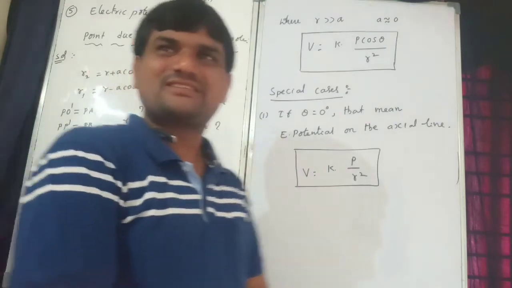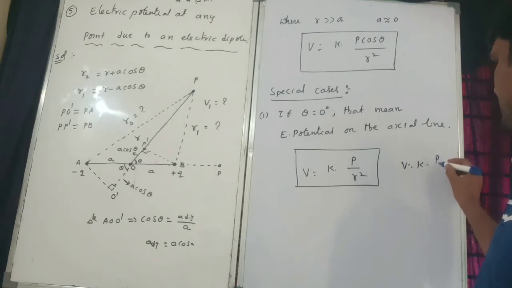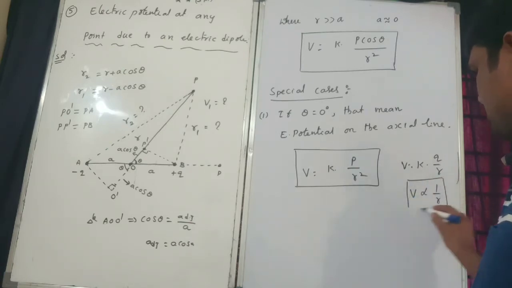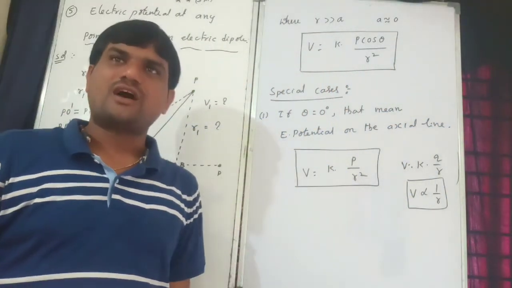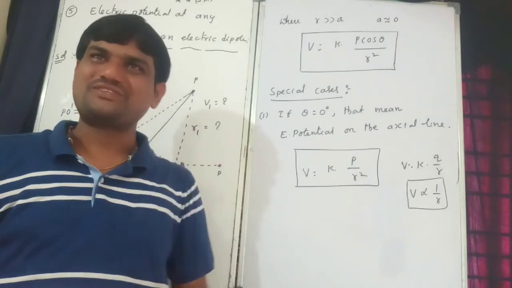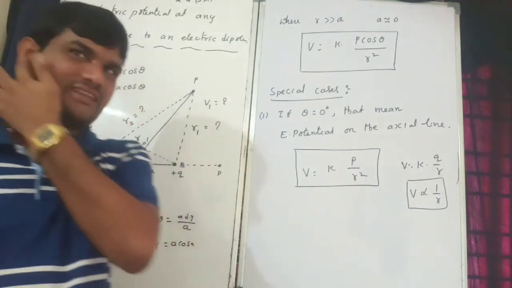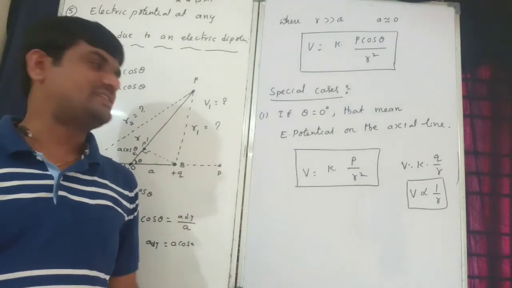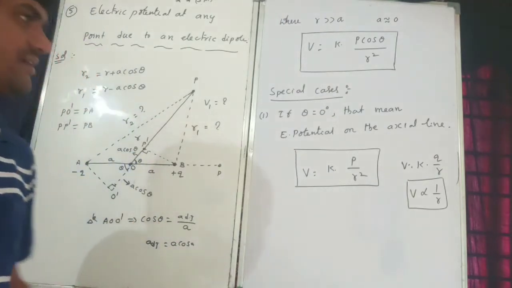No more confusion. Sir, previously you gave the formula V is equal to K into Q by R. Correct? That means V is inversely proportional to R, potential and distance. But here it is inversely proportional to R square. Right? No more confusion. That is for a point charge. This is on the axial line. Both are inversely proportional, but this is the square.